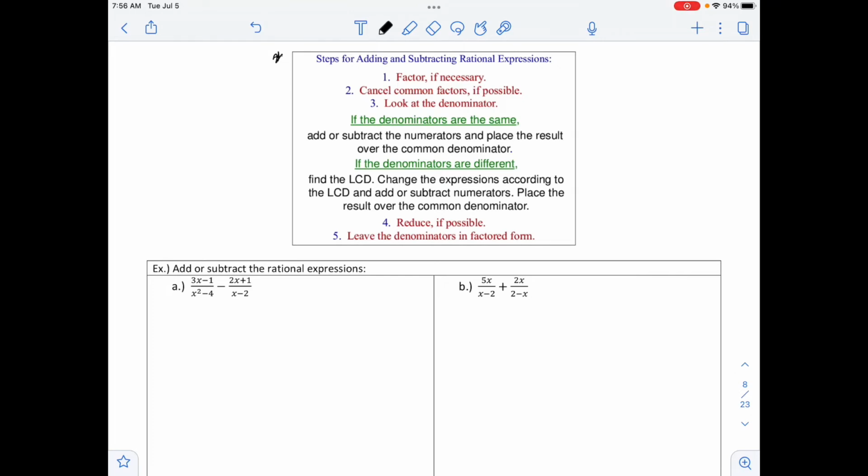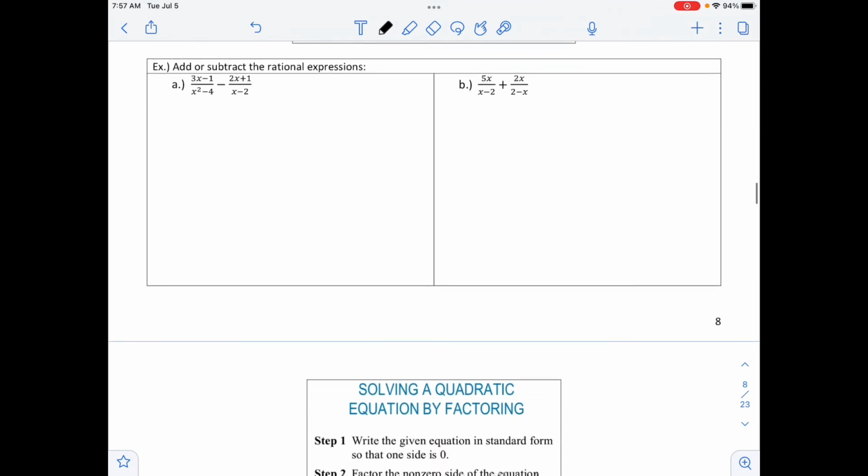And if the denominators are different, then you have to find the LCD, change the expression according to the LCD, and then add or subtract the numerators, placing the result over that common denominator. So if the denominators are different, you need to get a common denominator. And then again, you would try to reduce if possible, and then leave the denominators in factored form. You don't have to multiply them back out. So we have some examples right below this that say add or subtract the rational expressions.